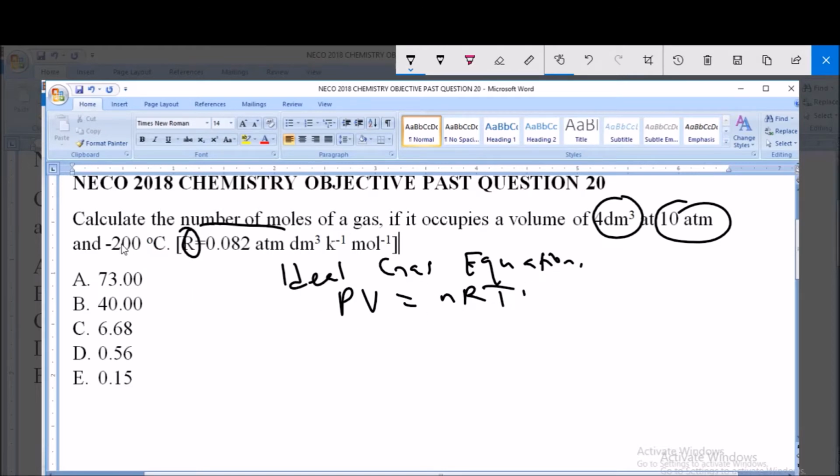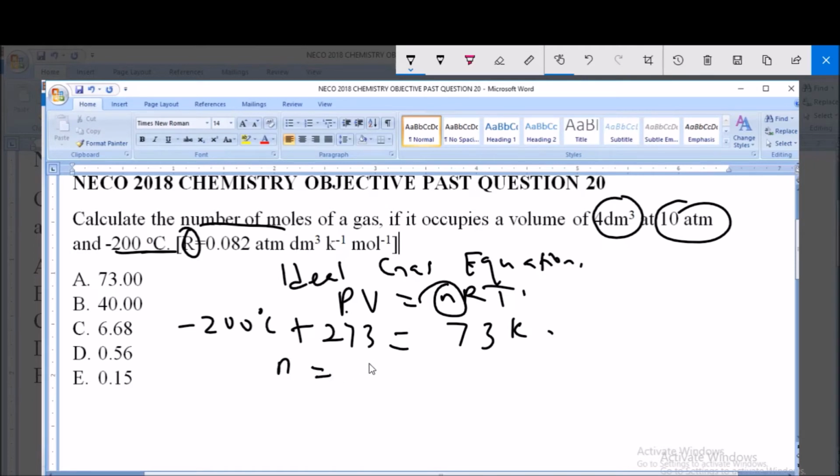Our temperature here is in degrees Celsius, so the first thing to do is convert it to Kelvin. -200 degrees Celsius to Kelvin will be plus 273, which is equal to 73 Kelvin. We are looking for the number of moles, n, and we are given the other variables. So if you make n the subject of the formula, n = PV over RT.